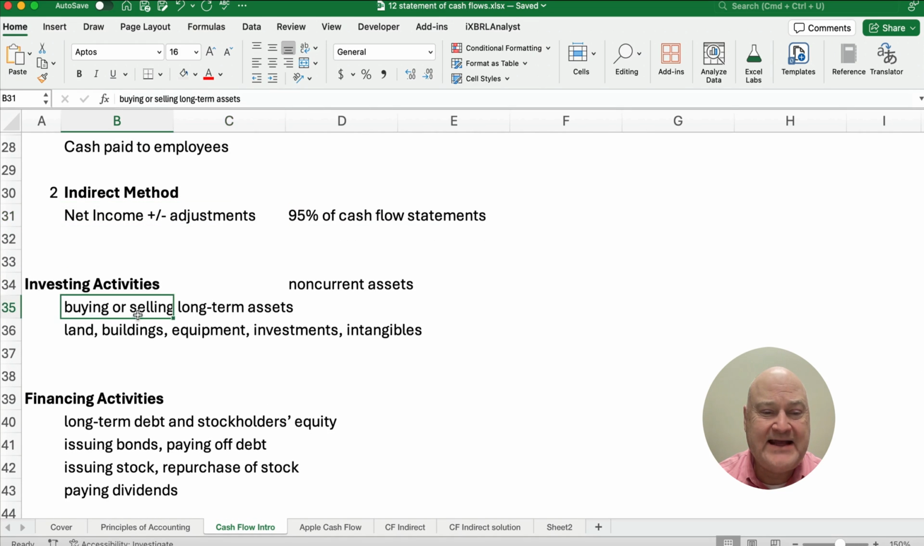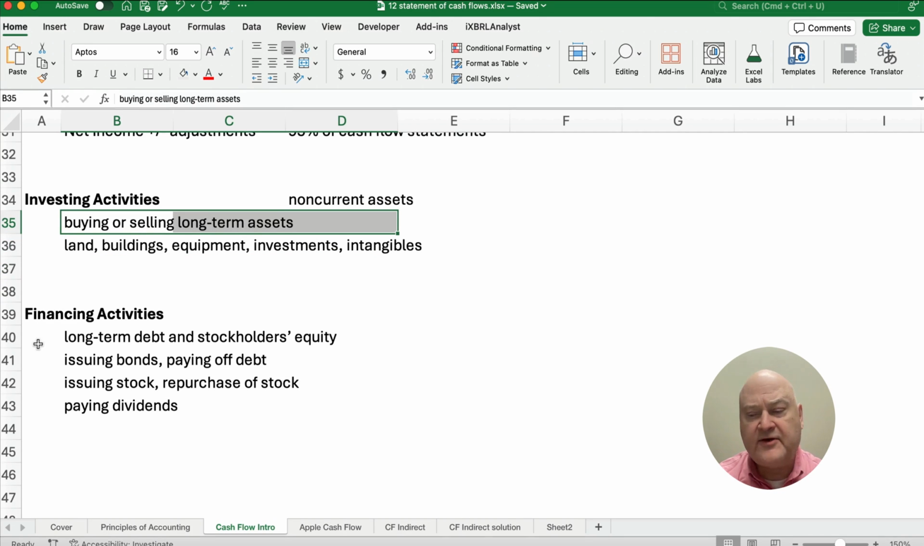So the next section is investing activities. And this is anytime we're buying or selling long-term assets, these non-current assets. So anytime we buy or sell land, buildings, equipment, investments, and so on. So this is what do you use your cash for? What do you invest in?